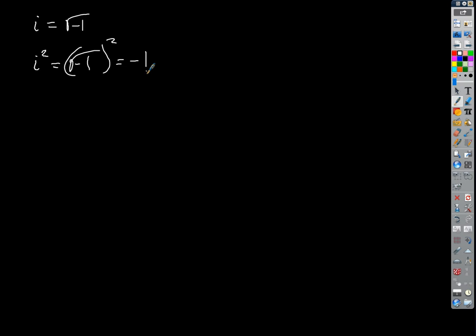For real numbers, the square of any number is always positive, right? Could be 0, I guess, but it's always non-negative. But this is not a real number. It's an imaginary number. And so we get -1. Well, what's i cubed going to be? Isn't i cubed just the same thing as i squared times i? We could break that down into i squared times i. Well, what's i squared? -1 times i. So what's -1 times i?